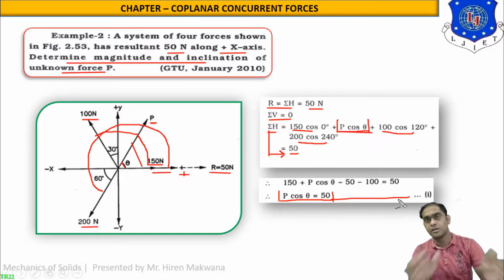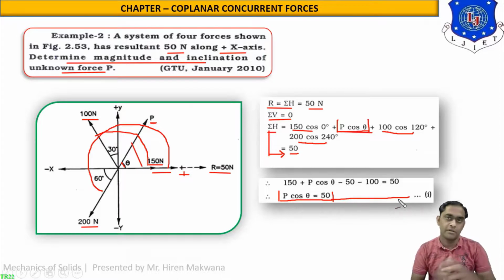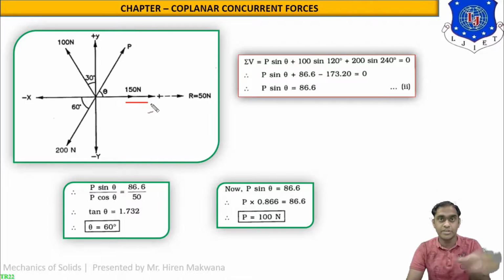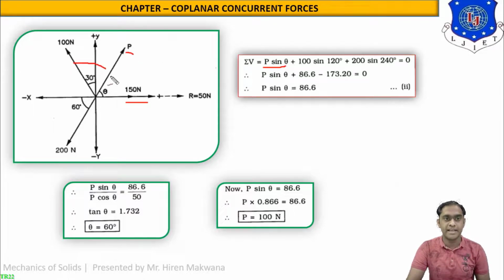Now the same figure we will use to calculate sigma v. Let us see the calculation of sigma v now. The same figure is here. Now for sigma v, the same values are copied. The first one is 150 sine 0, but sine 0 is actually equal to 0, so 150 sine 0 is neglected. The second force is P and the angle is theta, so it is P sine theta. The next one is 100 sine 120. The next one is 200 sine 240, but sigma v is equal to 0 now.